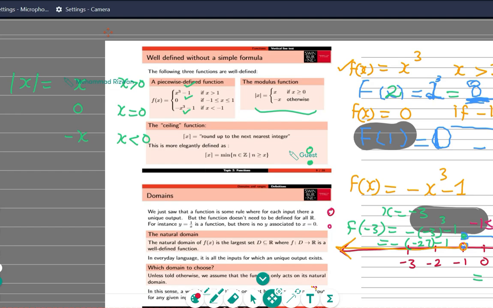What is the answer for minus 5? Can you write the answer? I can hear you. You can hear me now? Yes, I can hear you. Okay, can you write the answer? Modulus of minus 5, what is the answer? Minus 5. 0. No.